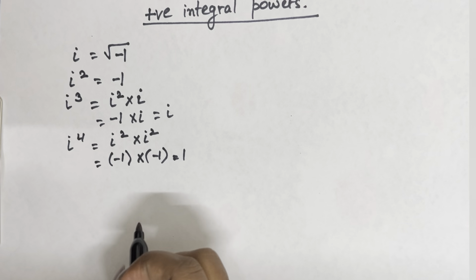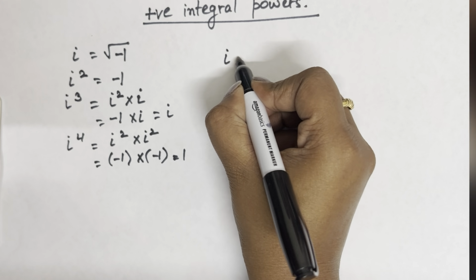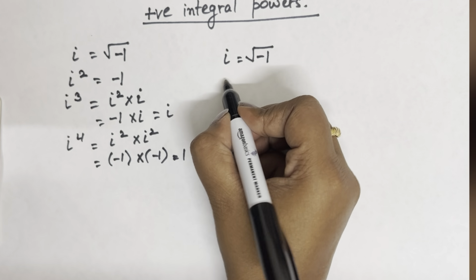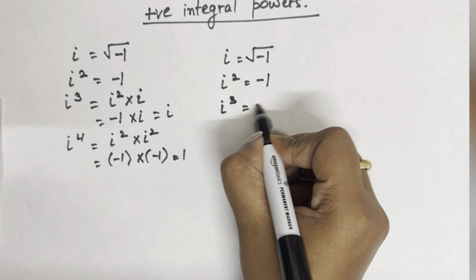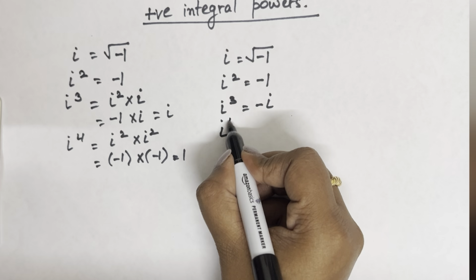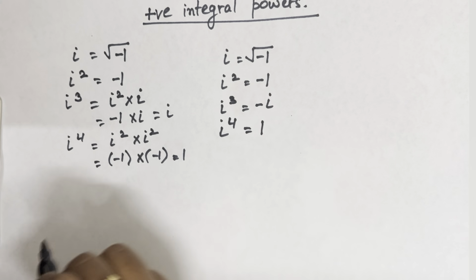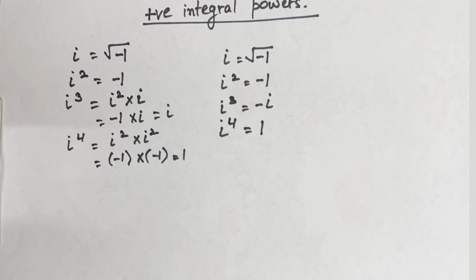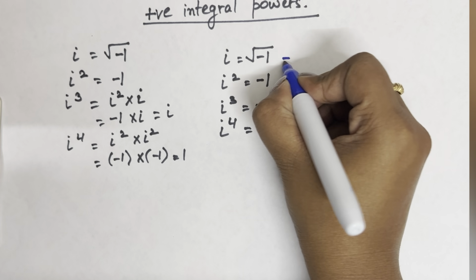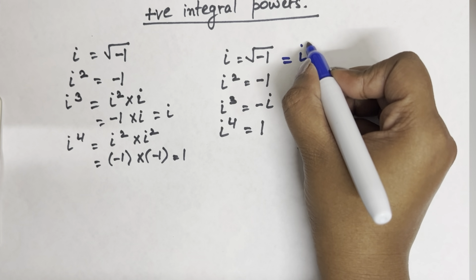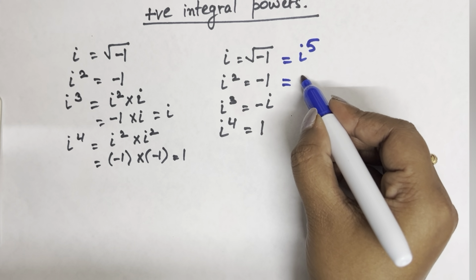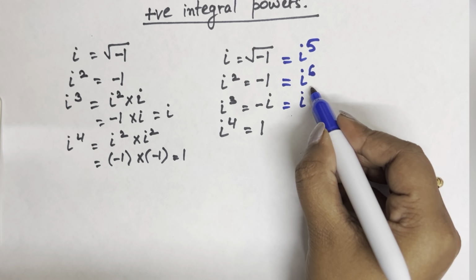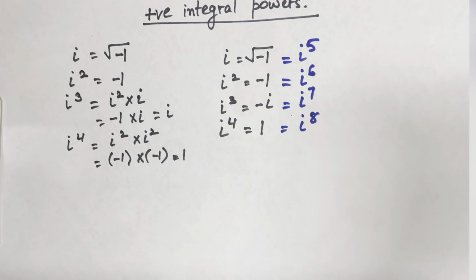So therefore we are getting the results: iota equals root under -1, iota square equals -1, iota cube equals minus iota, and iota to the power 4 equals 1. Now if you solve for the subsequent powers, what you are going to get is that the value of iota is same as iota to the power 5, and iota square is similar to the value of iota to the power 6. Similar is the case for iota to the power 7 and then iota to the power 8.